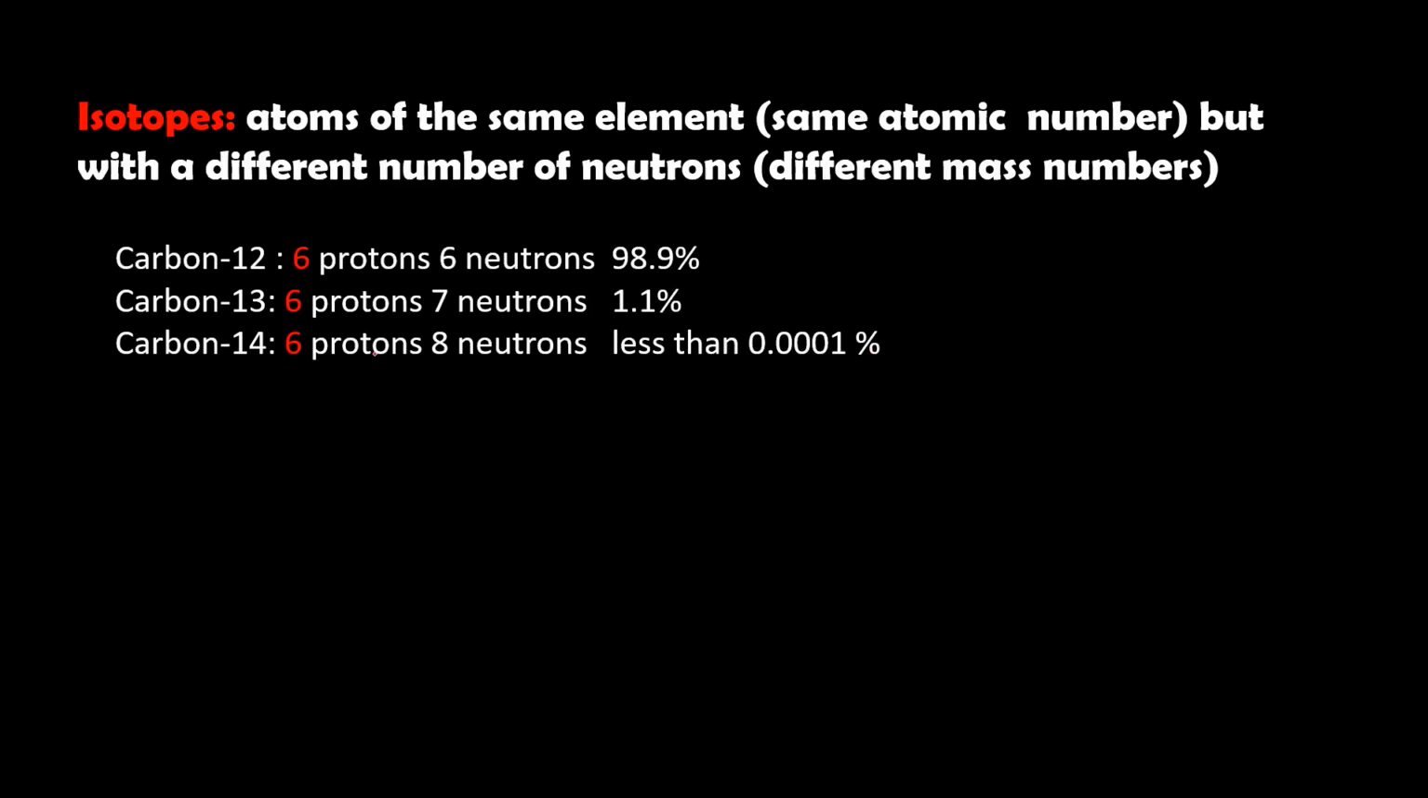For example, you have carbon-12, which has 6 protons because it's a carbon, and 6 neutrons. And carbon-13, which also has 6 protons but 7 neutrons. And carbon-14, which also has 6 protons but 8 neutrons. These 3 are isotopes of carbon, and each one has a different percent abundance. That is, 98.9% of carbon in the world has 6 neutrons, and 1.1% has 7 neutrons.